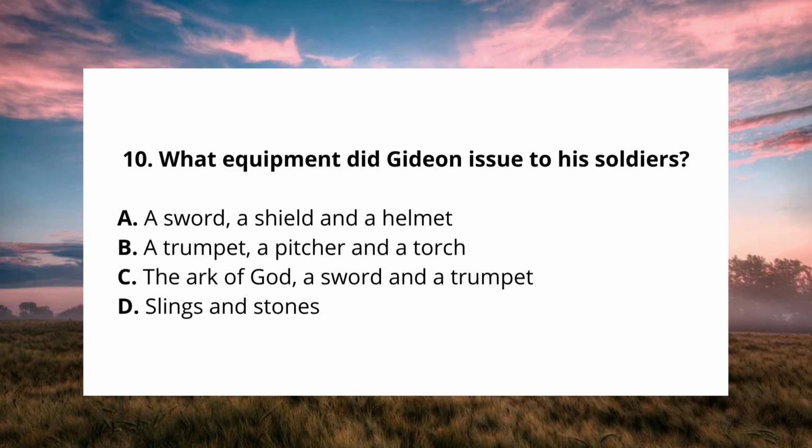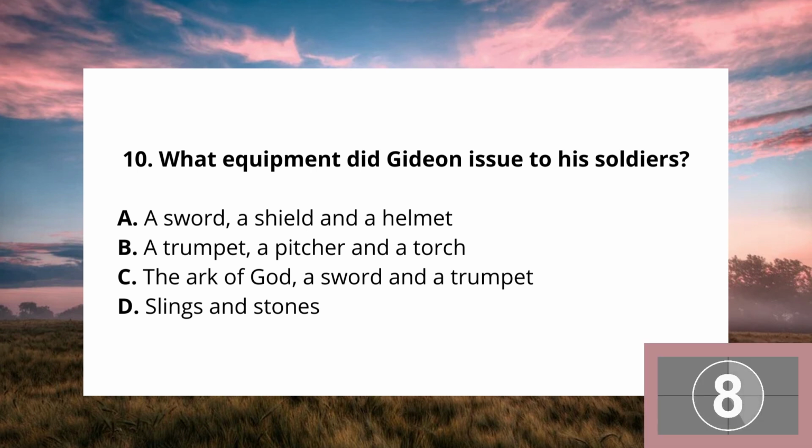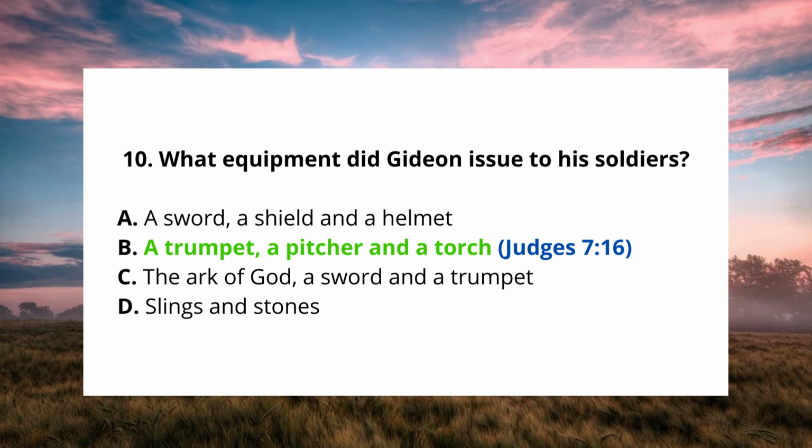Number 10. What equipment did Gideon issue to his soldiers? A. A sword, a shield, and a helmet. B. A trumpet, a pitcher, and a torch. C. The ark of God, a sword, and a trumpet. D. Slings and stones. You have 10 seconds. The answer is B. A trumpet, a pitcher, and a torch. And you can find this in Judges chapter 7 verse 16.